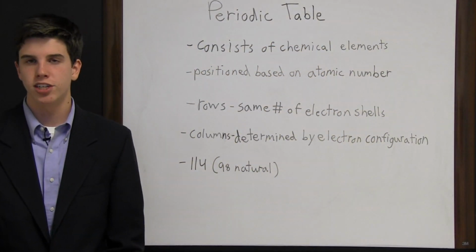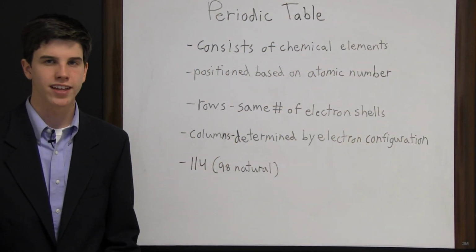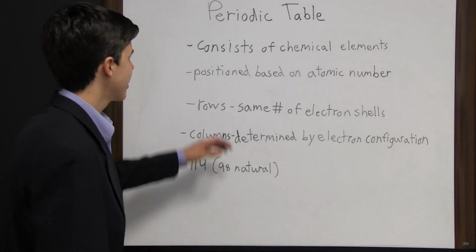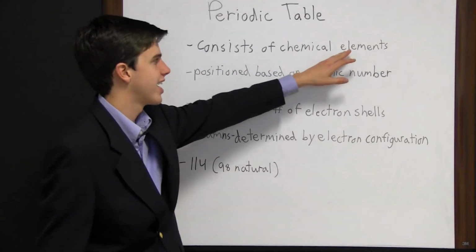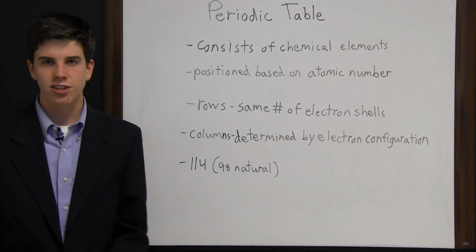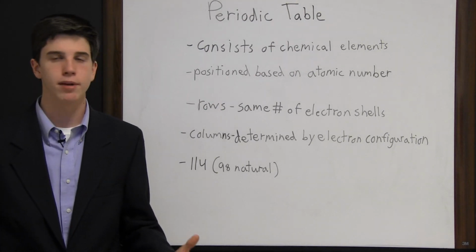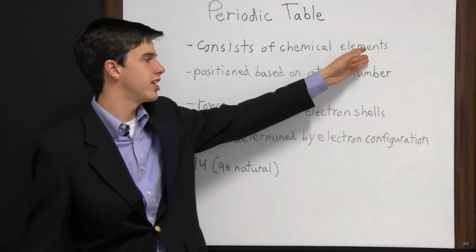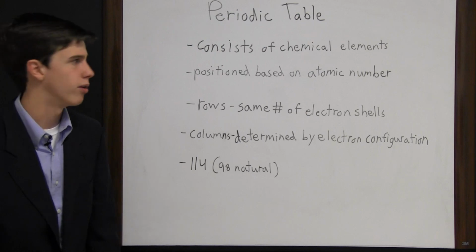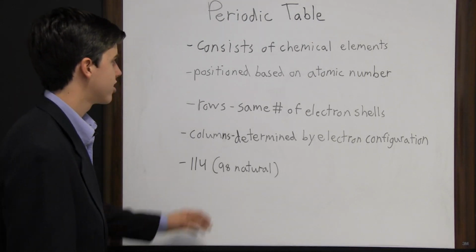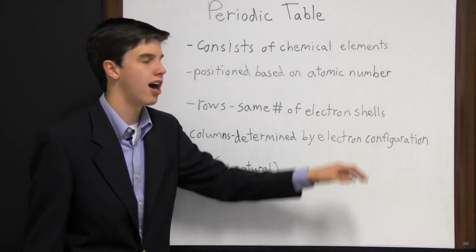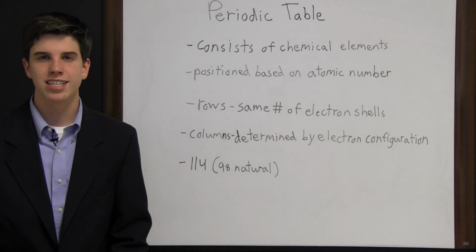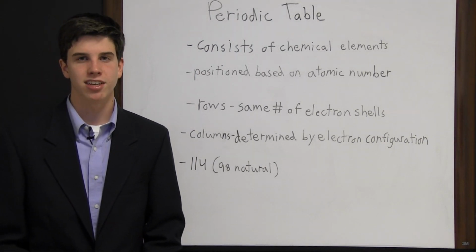The periodic table is a way to systematically display the chemical elements. Now notice I said that it consists of chemical elements, and it consists of elements only. So this does not include mixtures and compounds, because an element is basically matter in its most basic form. The periodic table positions chemical elements based upon atomic number. An atomic number is the amount of protons an atom has in its nucleus.